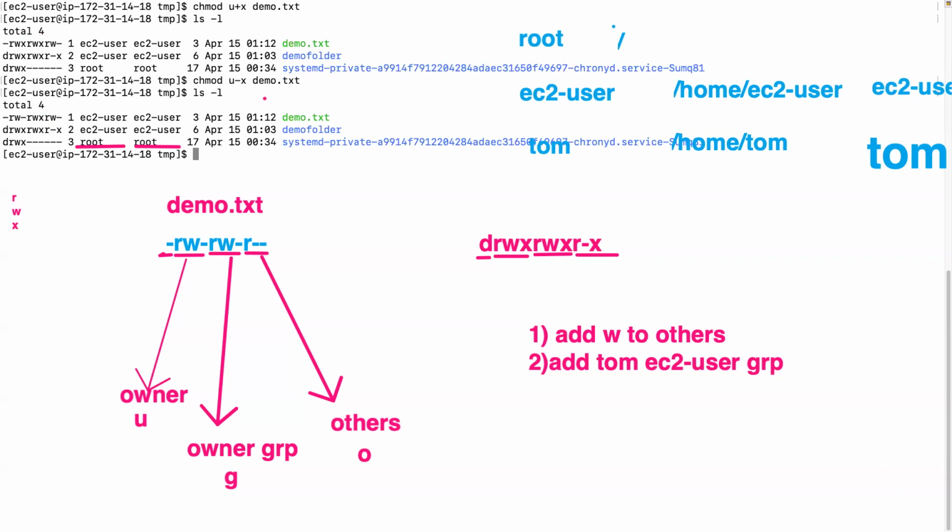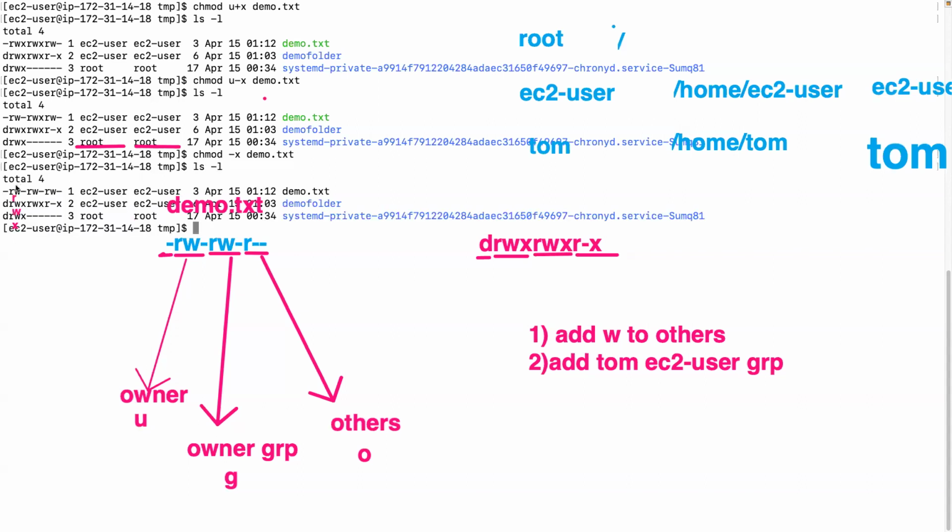Are we clear? Suppose you want to delete permissions across all the categories. Simply minus X. I want to remove this from all the categories. You don't need to mention the category. X will be gone from every category. Similarly, if you want to add permissions to all categories, plus X or plus W, plus R, and so on.